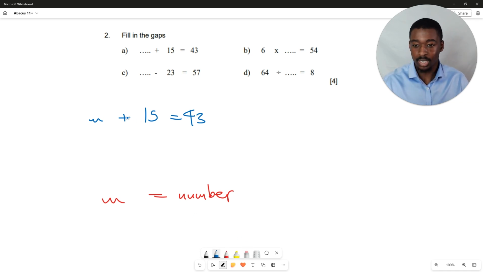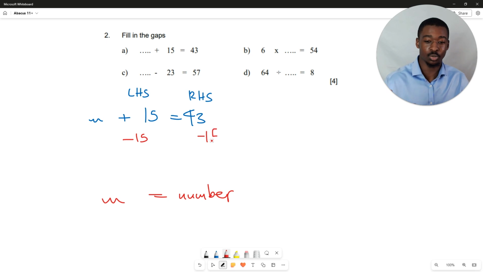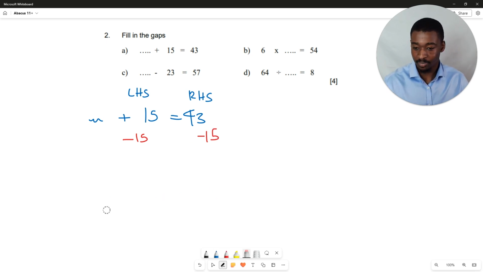Well, we have to rearrange this. And how do we rearrange it? Well, we have the left-hand side and we have the right-hand side. We're trying to remove this plus 15. And we can remove the plus 15 by minusing 15. So we minus 15 from both sides of the equation, because whatever we do to one side, we have to do to the other side. So here, on our left-hand side, we have something, plus 15, minus 15, these two cancel out. So we have that thing we're looking for, the gap. And then on the right-hand side, we have 43 minus 15.